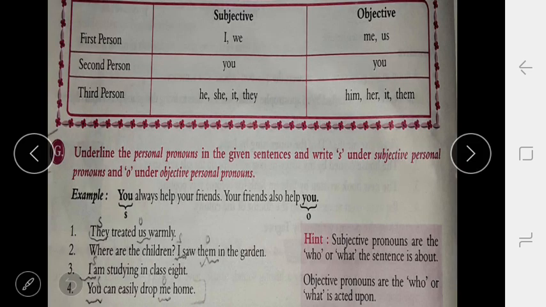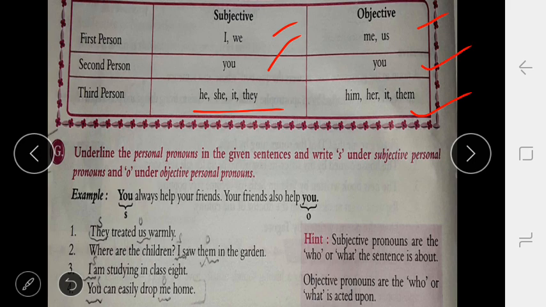Now you should know there are two types of personal pronoun, that is subjective and objective. In subjective we use I, we, you, he, she, it, they, and in objective we use me, us, you, him, her, it, them. Firstly, you have to remember what comes into the subjective and what comes into the objective.